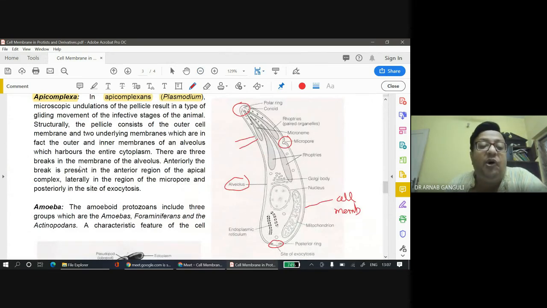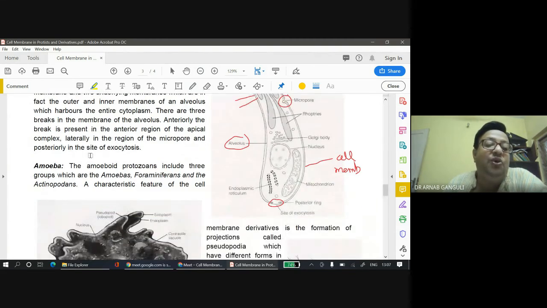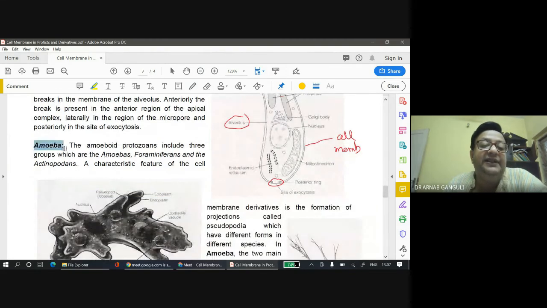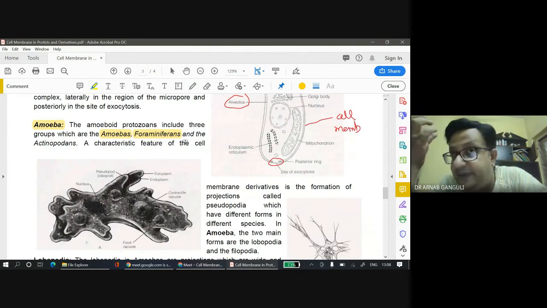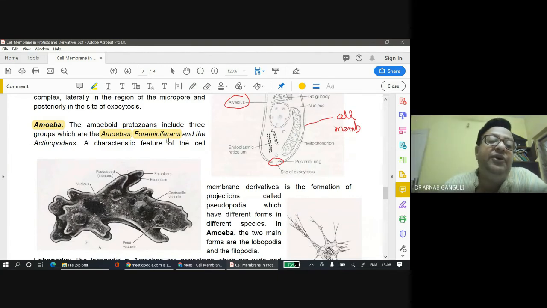Now the most important part, which I think will come in your examination, is what happens in amoebas. You know amoebas? In these amoeba protozoans, there are basically three types: the amoebas like Amoeba proteus, the Foraminiferans, whose speciality is that their body is covered by a test, and the Actinopods, which are another type of amoeboid.